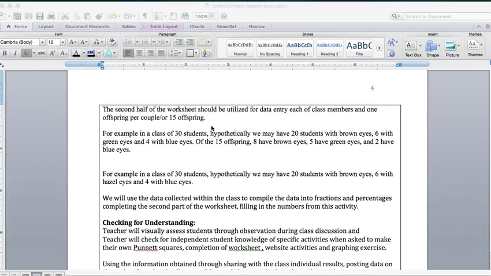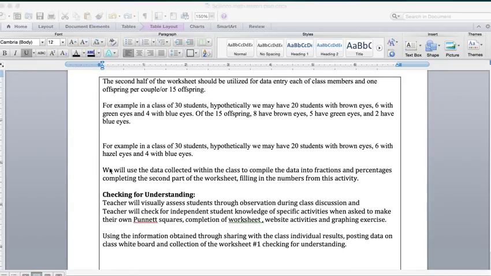The second half of the worksheet is going to be utilized for the data entry, and they are going to enter that. Okay, so for example, in a class of 30 students, hypothetically, we may have 20 students with brown eyes and 6, and as an instructor, you're going to be controlling this number, 6 with green eyes and 3 with blue eyes. Of the offspring, 8 are going to have brown eyes, hypothetically. There are going to be a lot of variables here, which is great, and it's going to show children how to work with their numbers and get this kind of number variation.